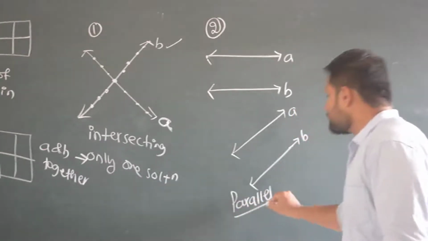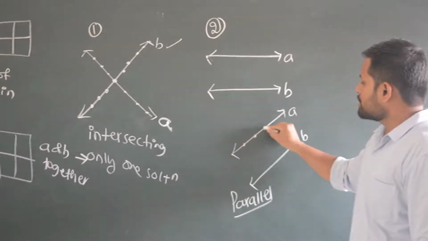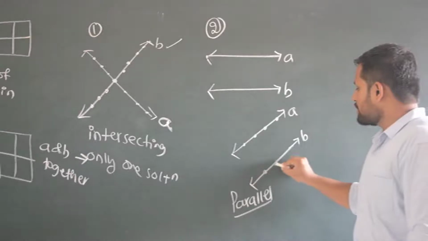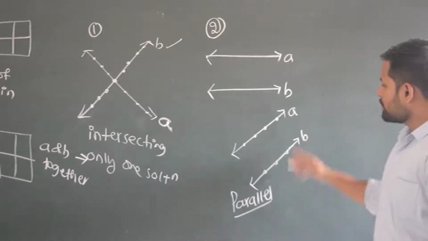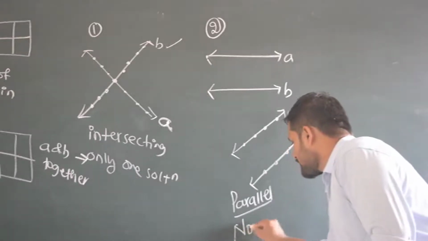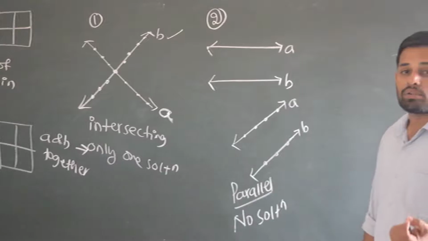So if these graphs are parallel, now look at this, all these points, what do they represent? These points are representing the solutions of equation A, and all these other points are representing the solutions of B. Now is there any common solution between A and B? No. So that's why parallel graphs mean those equations have no common solution.